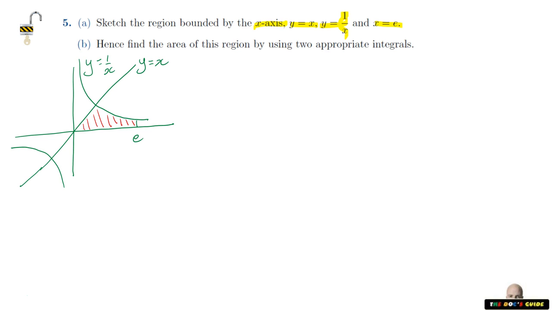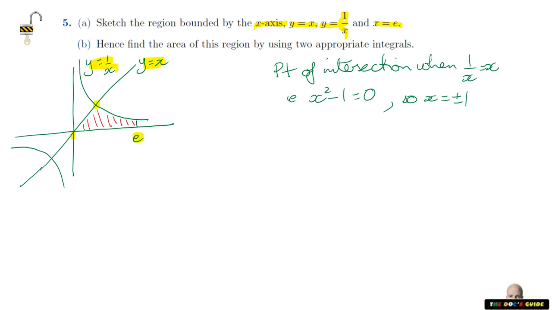So here we have that sketch, so we can see y equals 1 on x, we can see y equals x, we can see that we're going from 0 up to e, x equals e, and we can see that at this point here, we switch from the integral being the area under y equals x to it being the integral under y equals 1 on x. So obviously first task for us is to find the point of intersection.